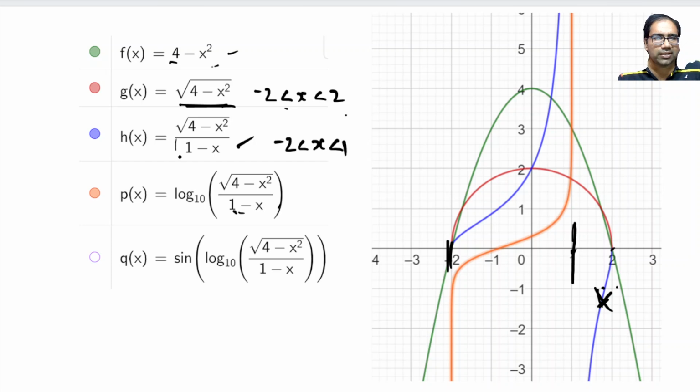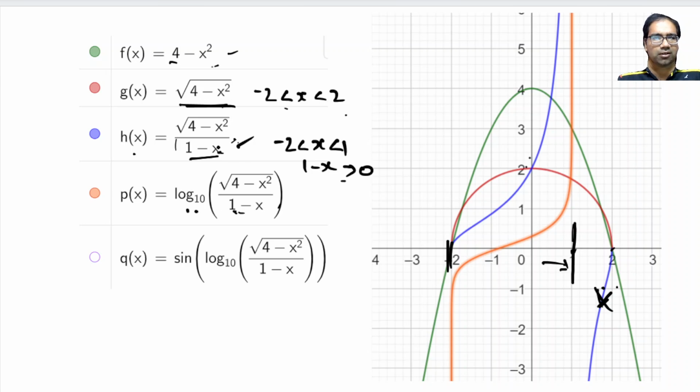What is this blue line? Blue line is the ratio of these two, right? Now log of this thing, obviously, this can be as big as you want, right? As x approaches 1 from the left side, then this blue line can be as big as you want, right? Because this number 1 minus x will approach 0, because the denominator is approaching 0. H of x can be as big as you want.